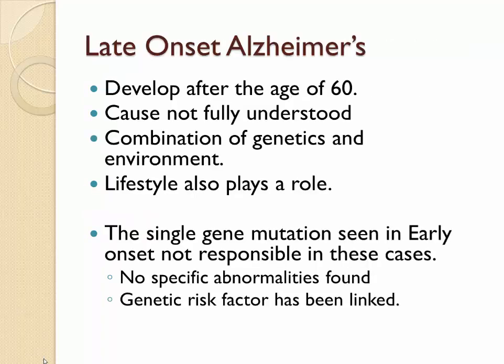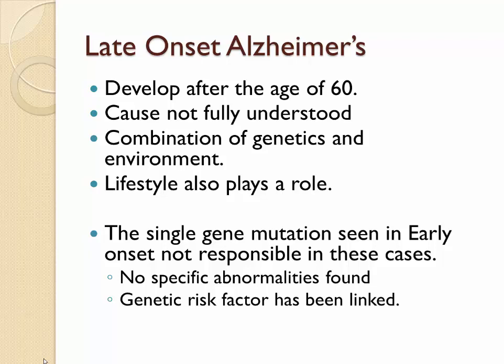So then we have the late onset Alzheimer's. This develops after the age of 60. We don't really fully understand this particular disease process or its causes. This is one that genetics and environment play a huge role in, and our lifestyle plays a role. That's why they're encouraging the elderly now to stay active, to be thinking, to be doing things that challenge their brain, to be stimulated, in the hopes of decreasing the severity of the memory loss that goes along with it, and to delay the onset.